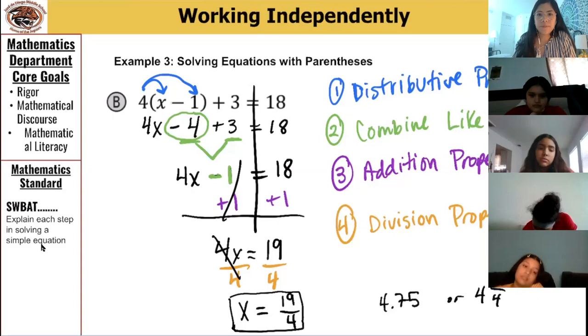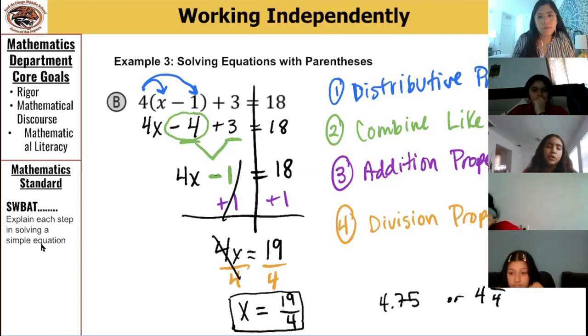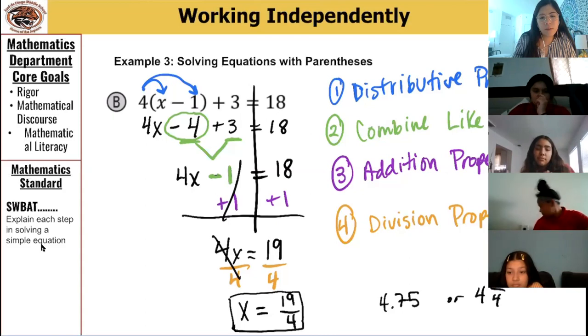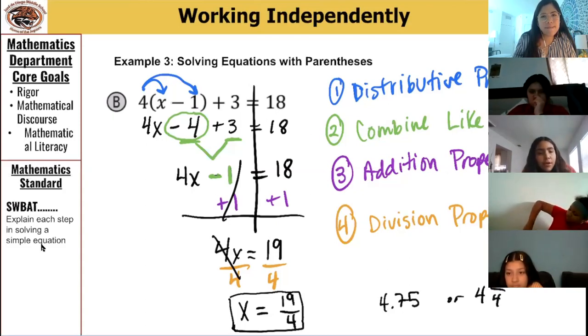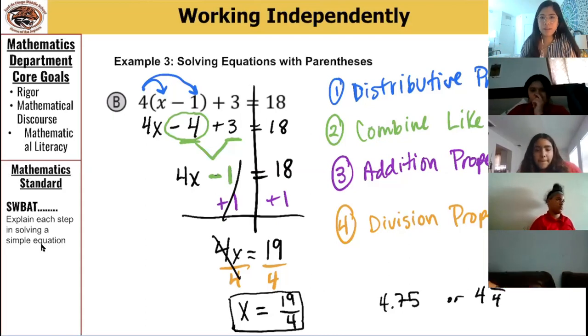Miss, I'm confused. Which part? Why does it have to be 19 divided by 4? Which step? In 19 divided by 4. So what's your question? Why is it 19 divided by 4? Why are we dividing? Is that your question? Oh, like why do we leave it like 19 over 4 like that?